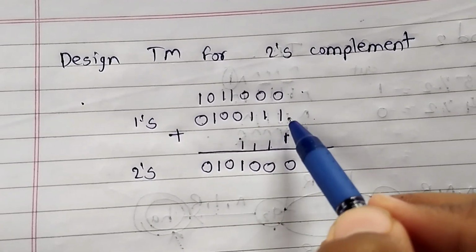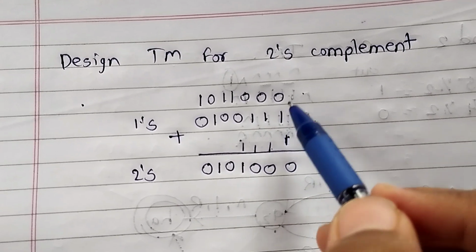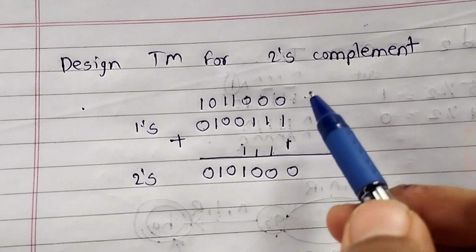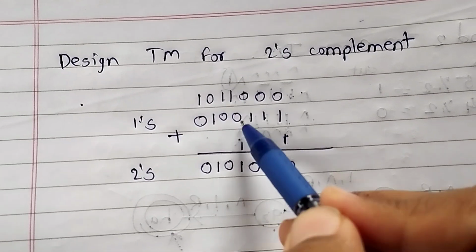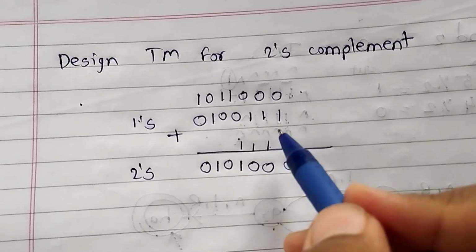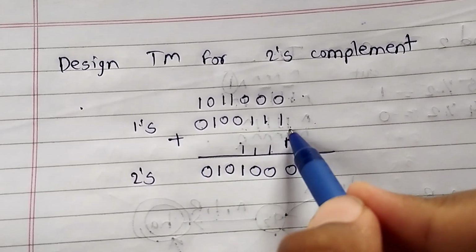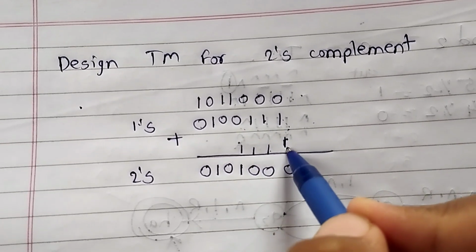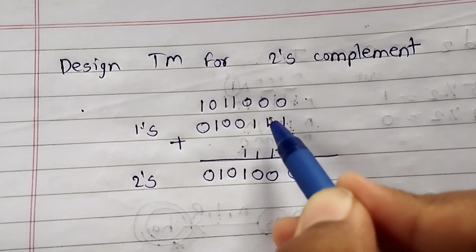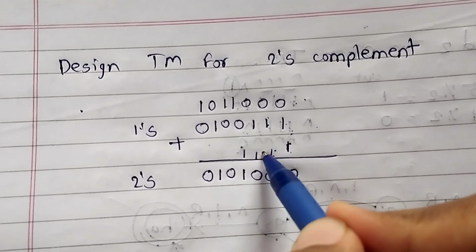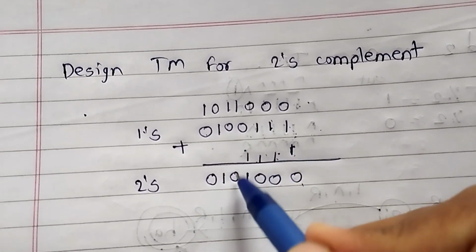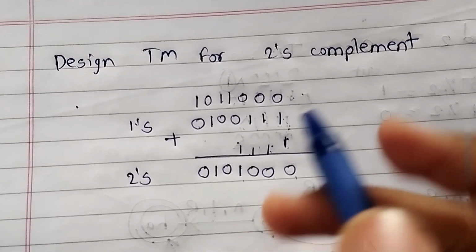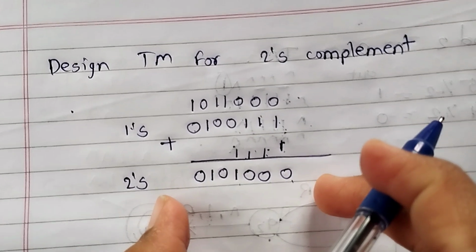First find out the 1's complement, which is nothing but the vice versa of the symbols. If 0 is present, converted into 1, and if 1 is present, converted into 0. Now add 1 in the 1's complement. So 1 plus 1 is 0 carry 1, 1 plus 1 is 0 carry 1, then 0 plus 1 is 1, and 0. This is the 2's complement.